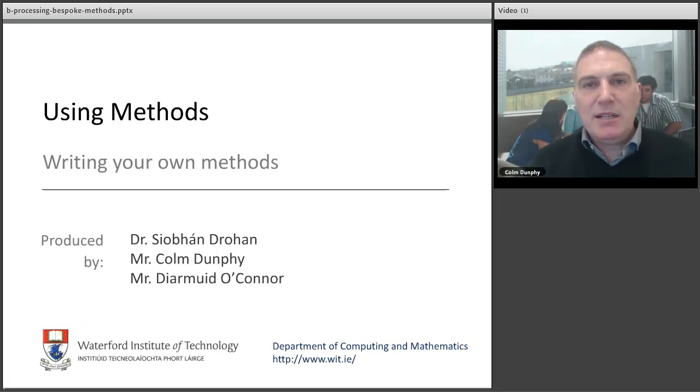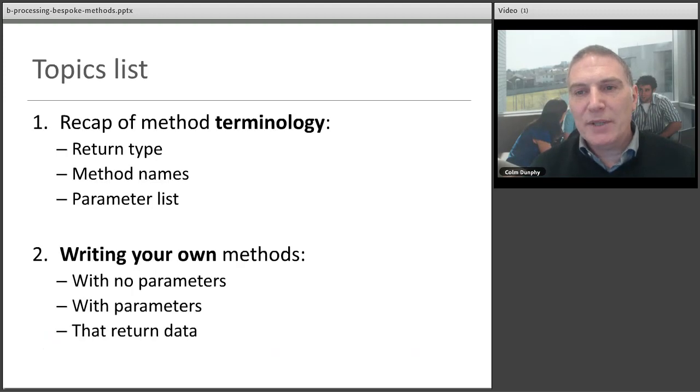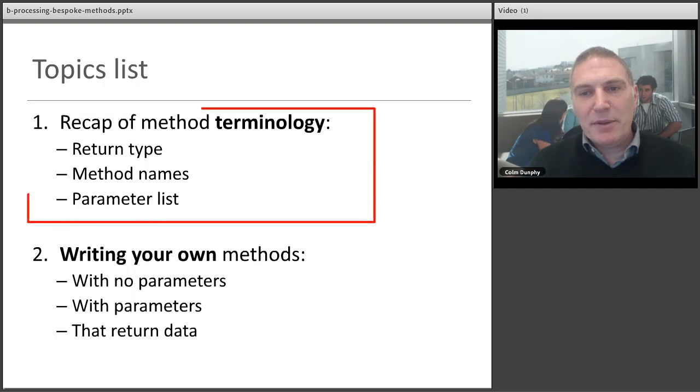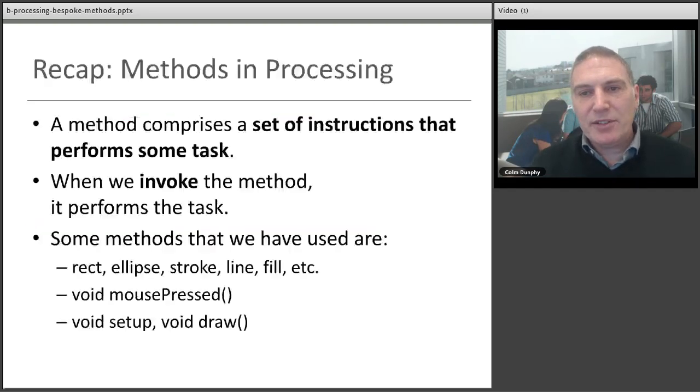We've been learning about methods and the terminology that's used with them. We saw they had a return type, a method name, and then inside parentheses, any parameters that you want to pass into the method. We also saw that you could return a value from a method. Let's go over some of that again before we move on. We're going to be writing our own methods before the end of today's talk. So the terminology is the return type, method name, and a parameter list.